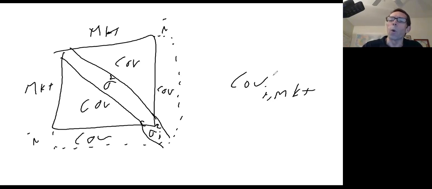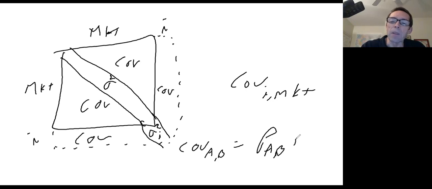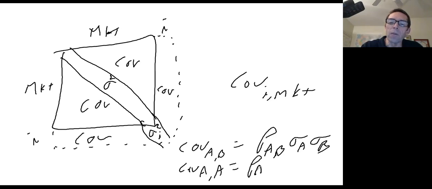Now, we heard this once before. What is the covariance of anything with itself? The covariance of anything with itself is its variance. Remember that the covariance between A and B is equal to the correlation between A and B times the standard deviation of A times the standard deviation of B, right? Well, what about the covariance of something with itself? What is the covariance of A with A? Well, that's going to be equal to the correlation between A and A times the standard deviation of A times the standard deviation of A.